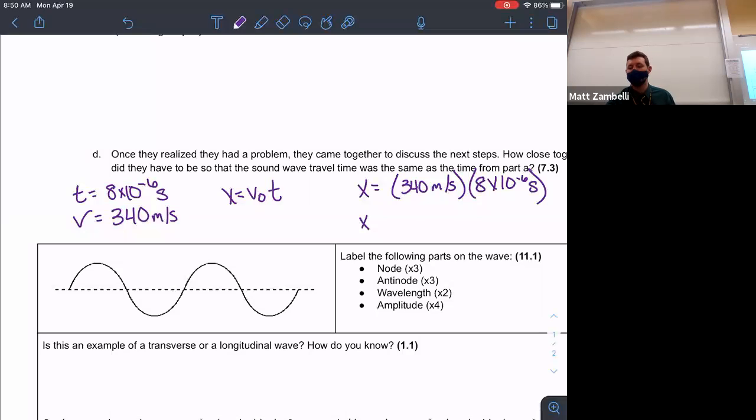Anybody tell me the value for x? How far is it going to travel?